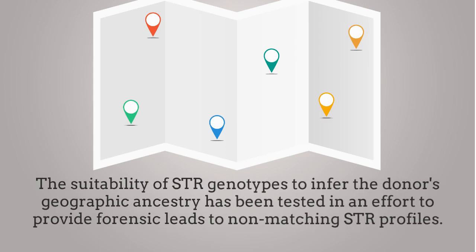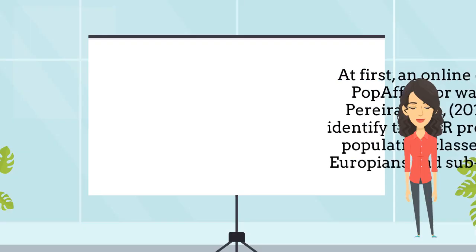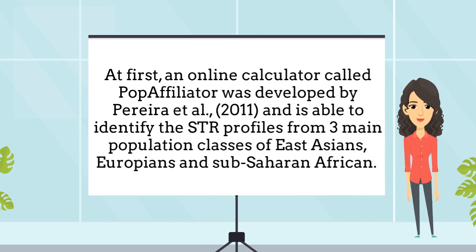In order to overcome this, the suitability of STR genotypes to infer the donor's geographic ancestry has been tested in an effort to provide forensic leads to non-matching STR profiles. At first, an online calculator called Pop Affiliator was developed by Pereira et al. 2011 and is able to identify the STR profiles from 3 main population classes of East Asians, Europeans, and Sub-Saharan African.